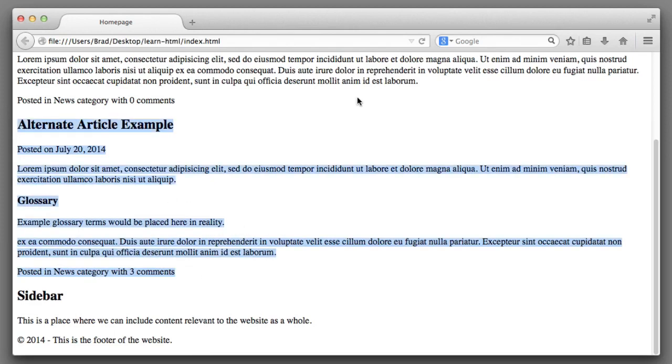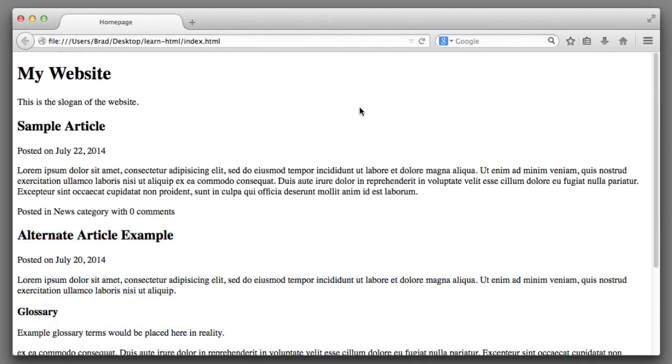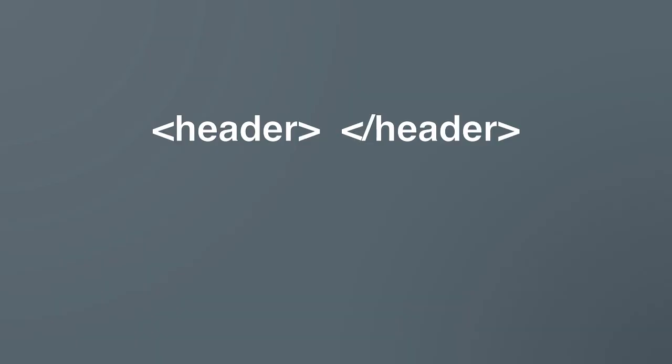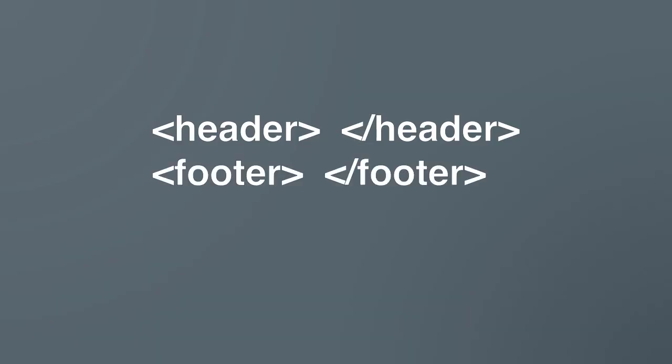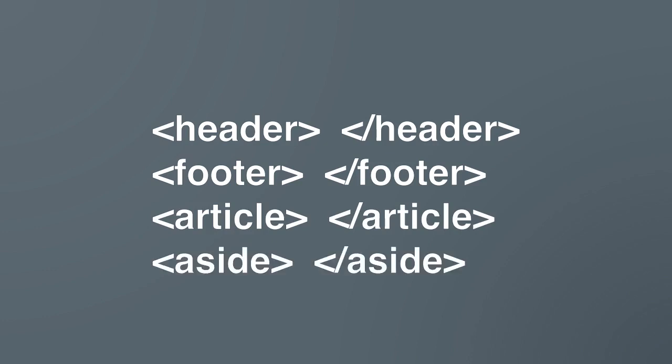With that rule in mind, and with our asides now in place, our page is complete. Our goal was to add structural elements to give additional organization and semantic meaning to our page. To review, we learned about 4 new elements: header, footer, article, and aside. We're well on our way to writing more organized code. I'll see you in the next lesson.